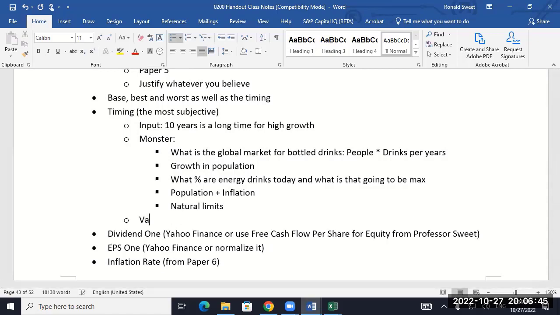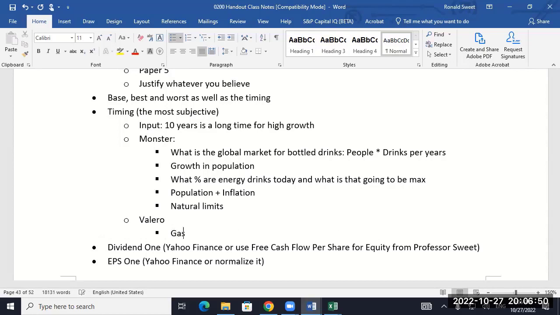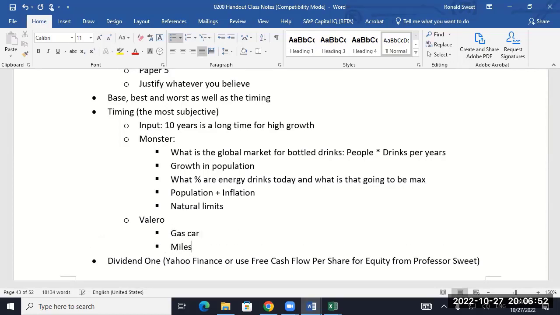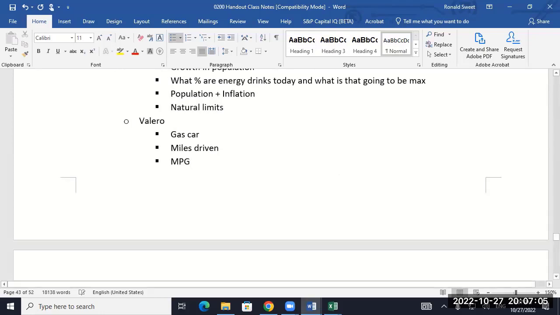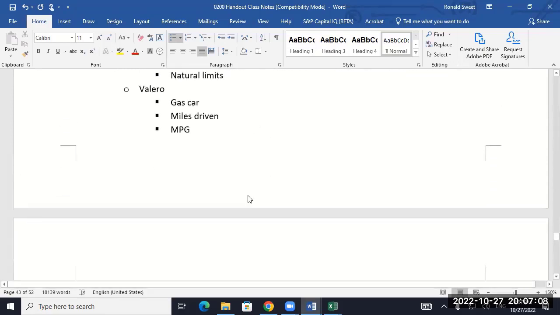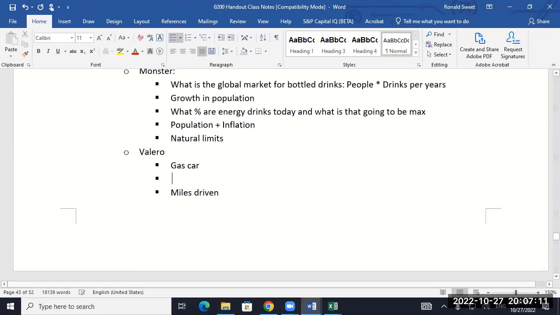Now, for Valero, I'm going to say gas cars and miles driven. Those are the kinds of things I'm looking at. Miles per gallon is changing too. Even if we stick with gas cars, miles per gallon is getting better. You go through all of that, and then over time the percentage of gas versus electric. What do you think that's going to be? Do you think gas cars will ever get to 0%?